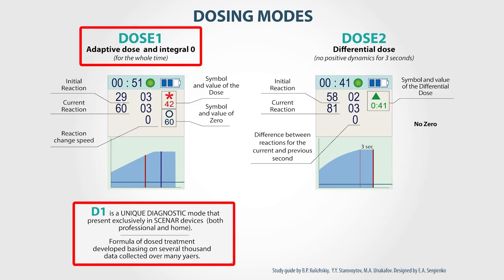This mode, which was developed in Rhythm OKB ZAO based on major research, is unique. Its algorithm contains the company's know-how that makes it impossible to copy.